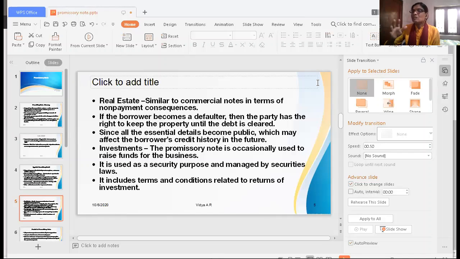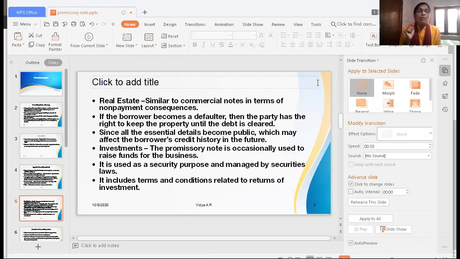So certain things will be made public and it will be difficult for us to get a loan thereafter. So we have to be careful when we are giving a pro note to certain categories of people or institutions.